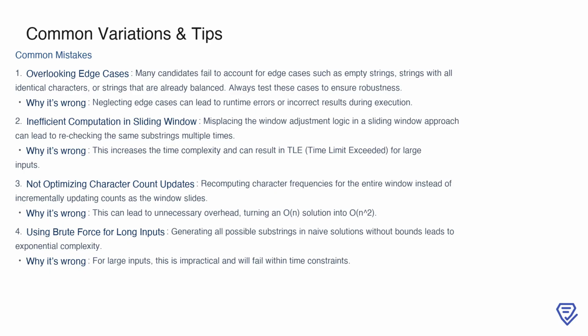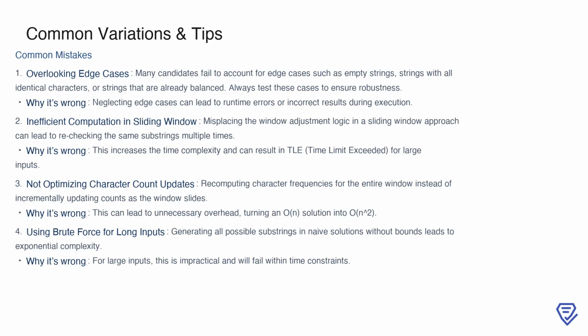Next, inefficient computation in a sliding window approach is another common issue. If the window adjustment logic is misplaced, you might end up rechecking the same substrings repeatedly, which unnecessarily increases time complexity and could result in a TLE, time limit exceeded, for larger inputs. Another mistake to avoid is not optimizing the updates to character counts. Instead of recomputing the frequency for the entire window every time it slides, aim to update the counts incrementally. This reduces overhead and keeps the solution efficient.